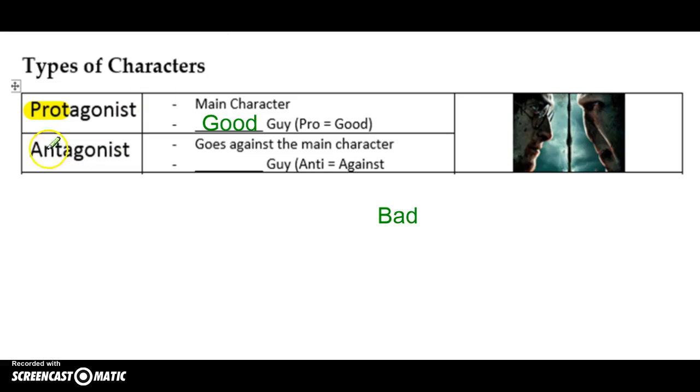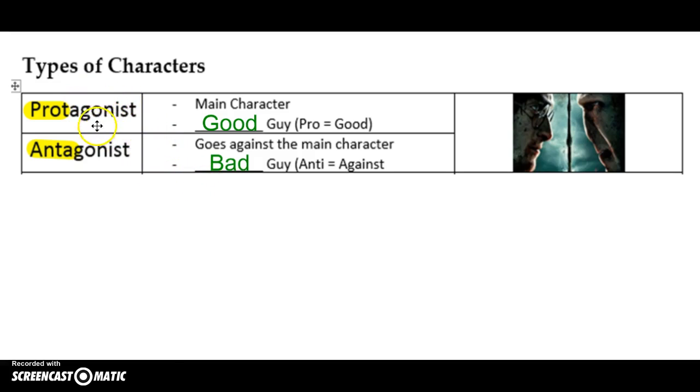For antagonist, we talked about how anti equals against. And we know that the antagonist goes against the main character. He's kind of like the bad guy. I already put a picture on the chart for you for this one. It says Harry Potter and Voldemort. For our other terms today, you're going to have to draw your own picture. But I'll give you a couple examples to use just to help you out.